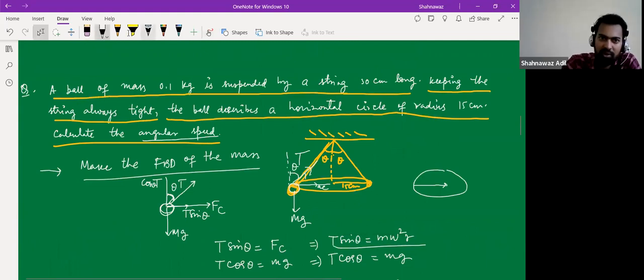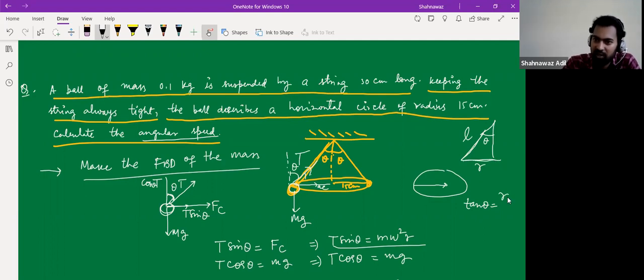So tan theta was what? So this is theta, right? And this is R, okay. And this is length L. So tan theta will be perpendicular by base, which is root of L square minus R square by R, right? So this is L, this is R, so this will be root L square minus R square, right? Yes, sir.